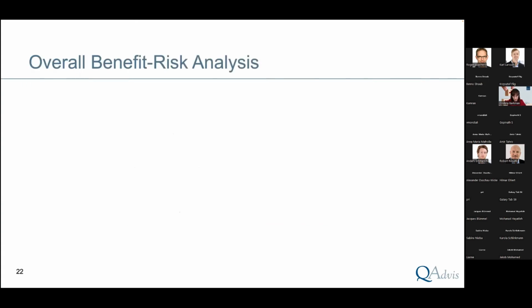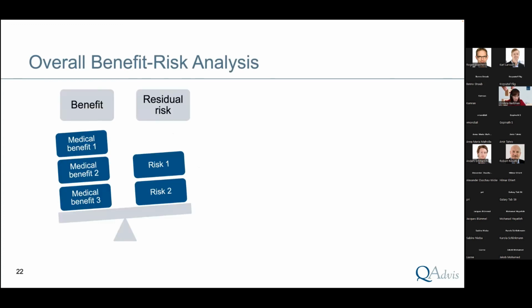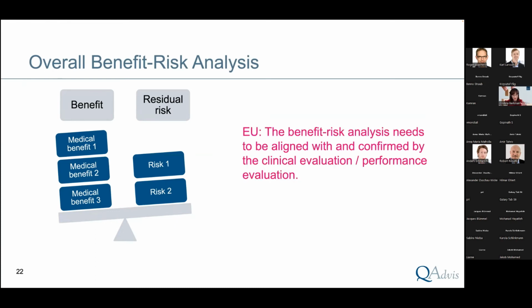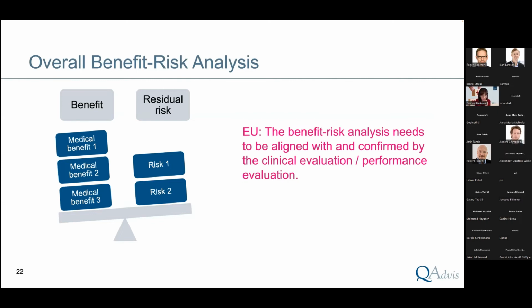And then when you are done with this, you should summarize. Here I put it in this picture as medical benefit 1, 2, 3, and then the overall risk organized in this 1, 2, and so on. And you create a narrative for each benefit and for each residual risk, and then you make a conclusion on that, right? To see, does the benefit outweigh the residual risk?